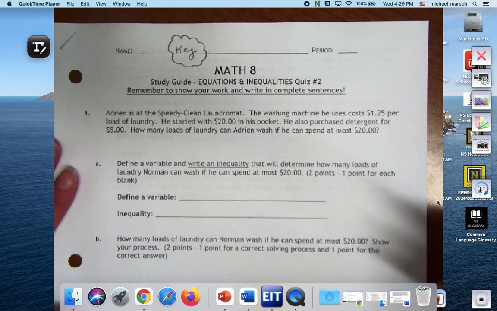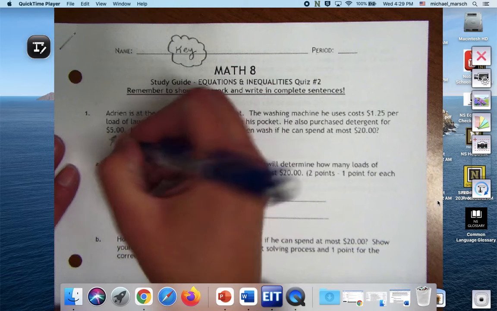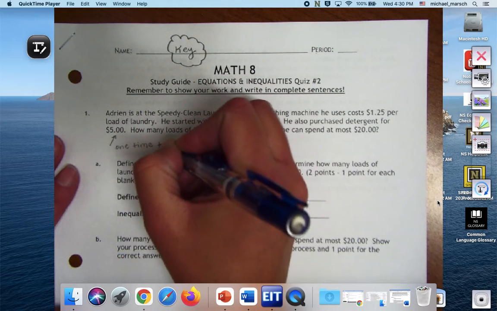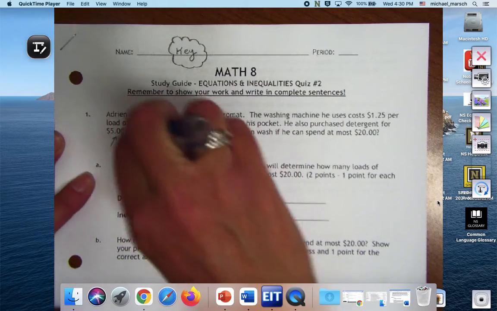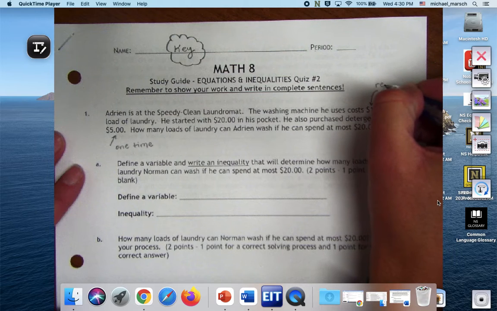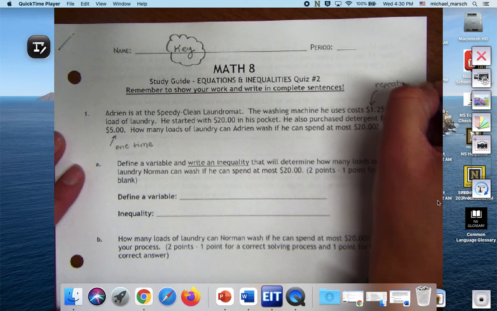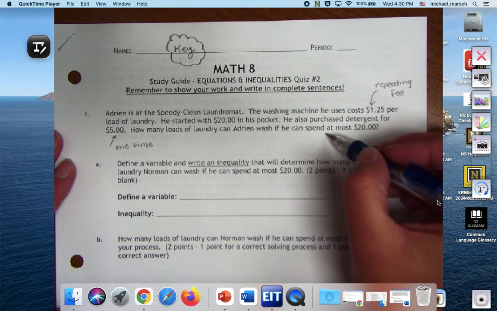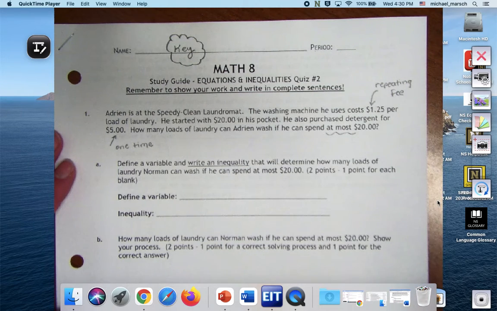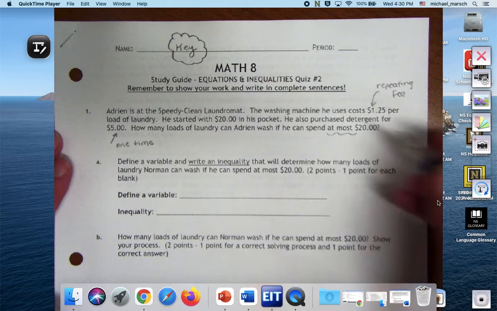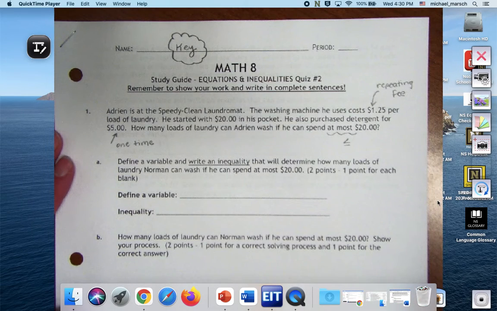Okay, so our one-time fee is the $5, right? He's not going to buy more than one thing of detergent. Our repeating fee is the $1.25. And then at most $20. So if you remember from those notes, we figured out it was like November 5th, where you have that list, at most means less than or equal to, right?